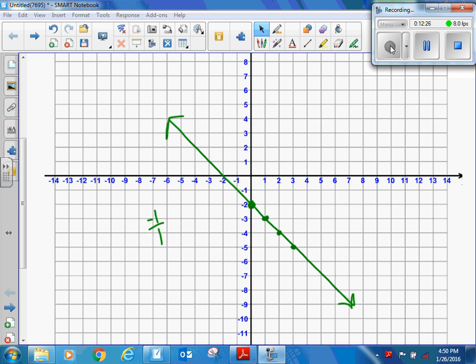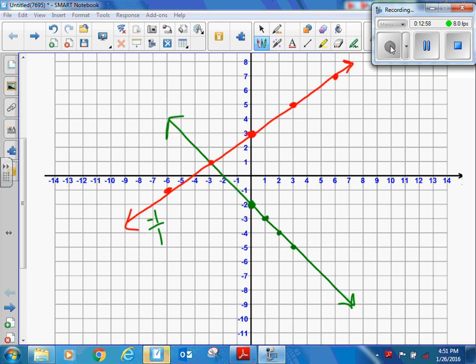Okay, so that was my first equation. Now I have to go back and graph my next one. So my b is 3: 1, 2, 3. And I have a slope of 2/3, so I'm going to go up 2 over 3, up 2 over 3. And just so I can go in the other direction, I'm going to go down 2 over 3, down 2 over 3, and I'm going to connect my lines the best that I can.